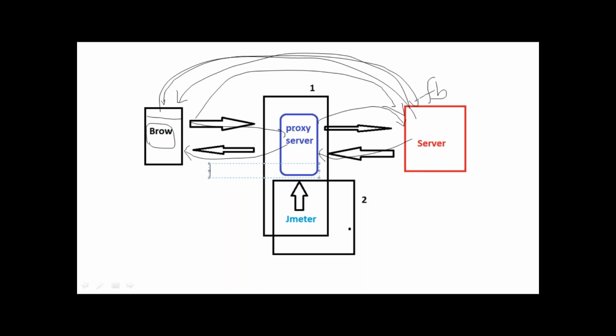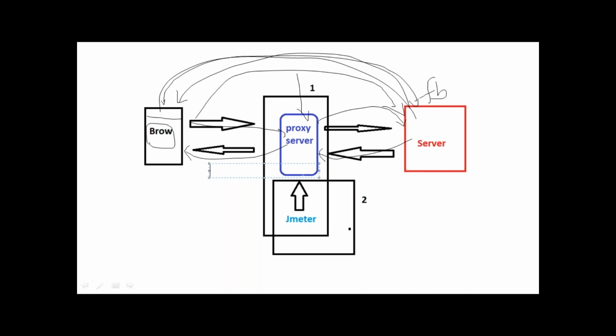Okay, so this proxy is being set up between the client and the server, or browser and the server. Whatever the request has to go through, and the response has to come back, it has to go through the proxy server itself. Now that you understood that it is between the client and the server, what is the purpose of this?